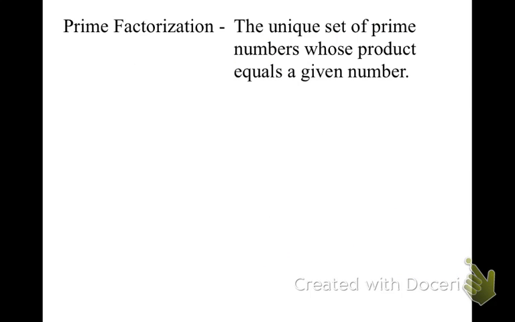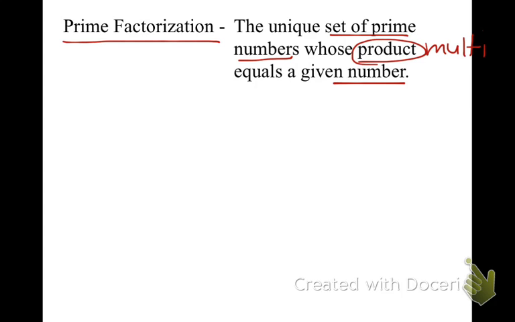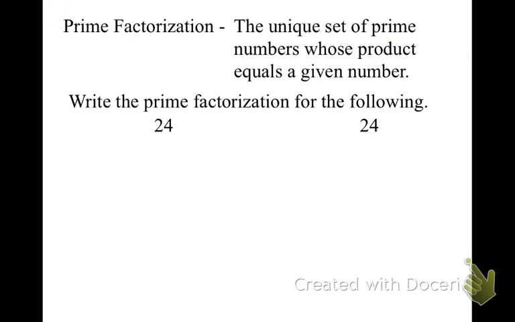Now our next new term is called prime factorization. So basically we're looking for all the prime numbers that will give us our given number, our product, when we are multiplying. When we're multiplying all those prime numbers, it's going to give us our given number. So make sure this is in your notes. Also in your notes, I want the direction: write the prime factorization of the following: 24 twice. I want both 24s in there.